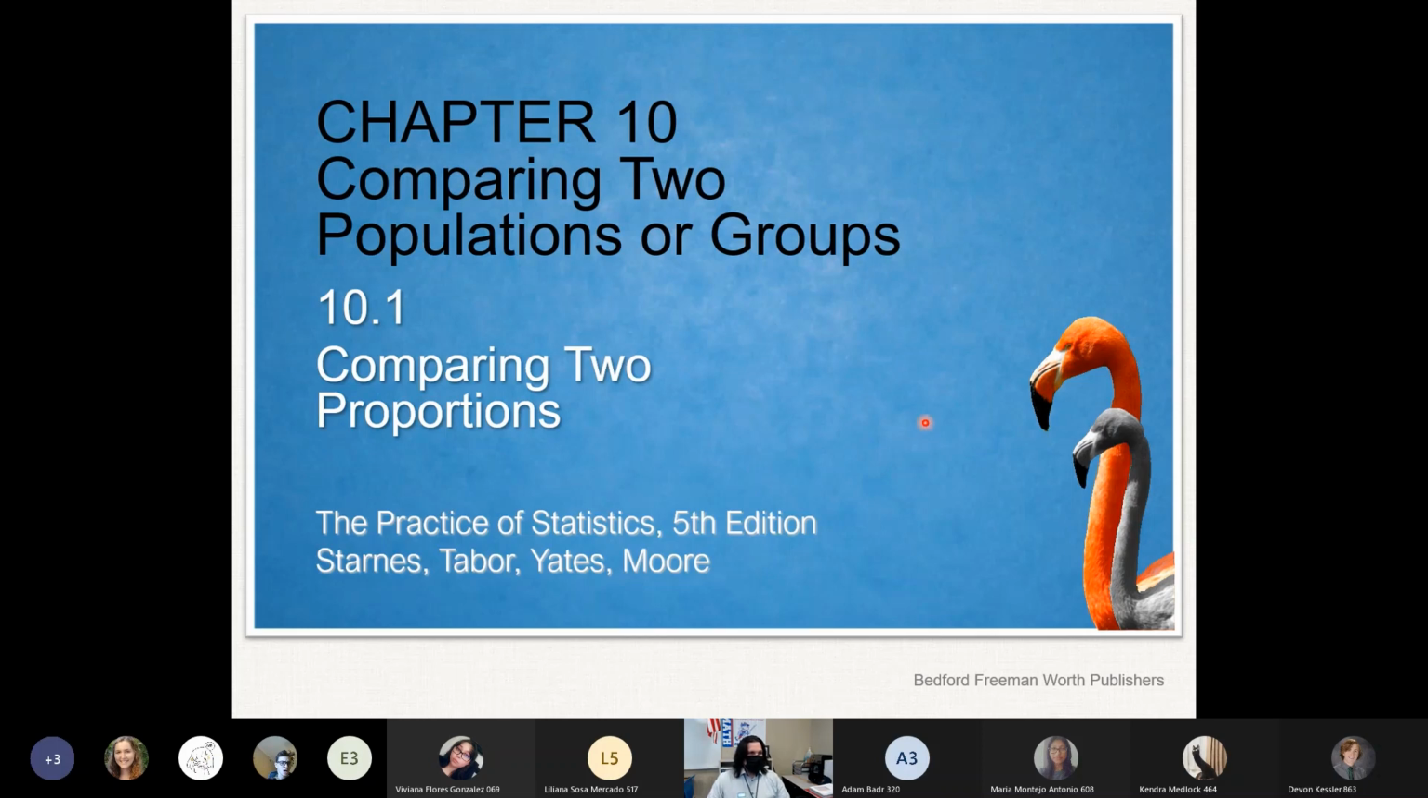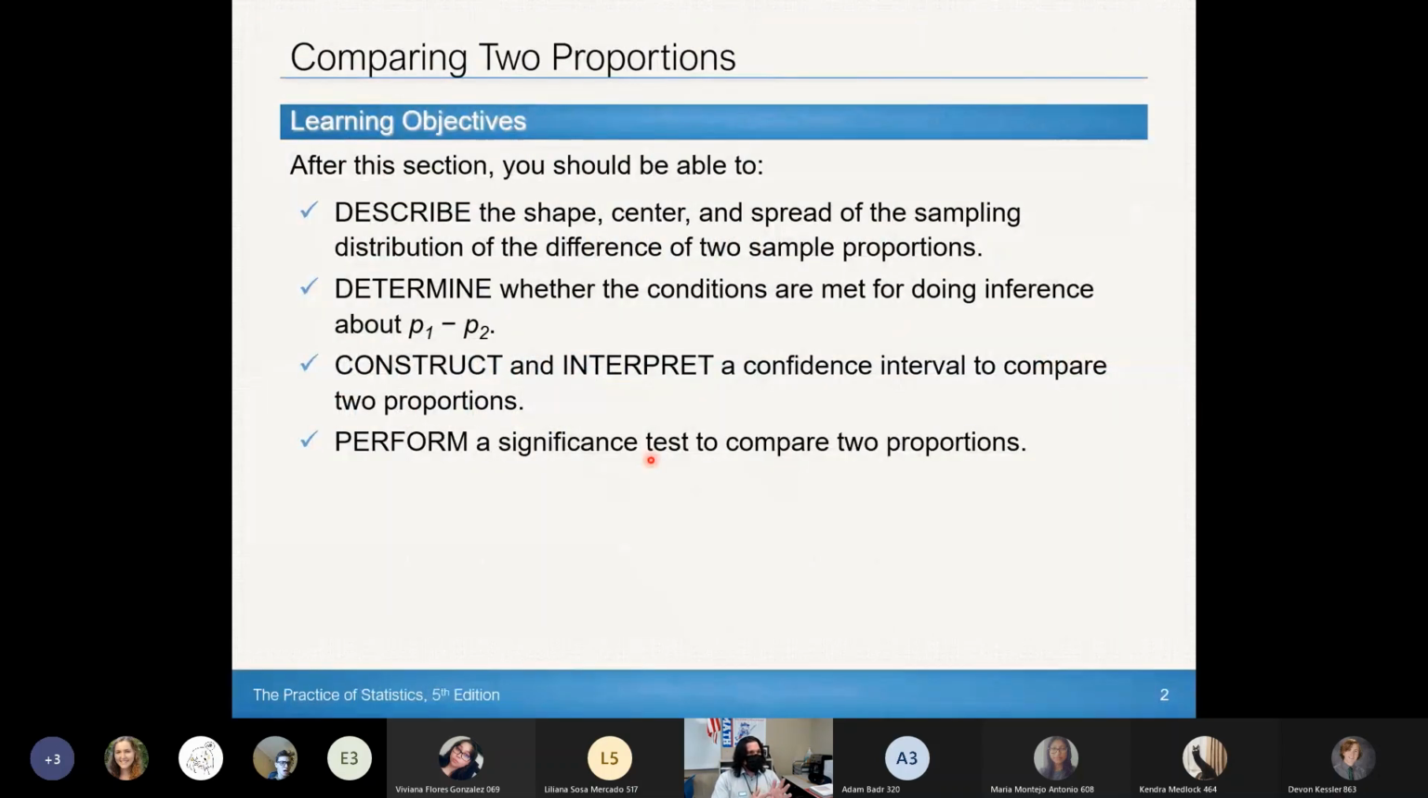So here we go. We're in chapter 10, comparing 2 populations or groups. And section 10.1 has to do with comparing 2 proportions. All right, so we'll be dealing with parameter P. Section 10.2 will be comparing 2 means. In this section, we will learn how to describe the shape, center, and spread of the sampling distribution of the difference of 2 sample proportions.